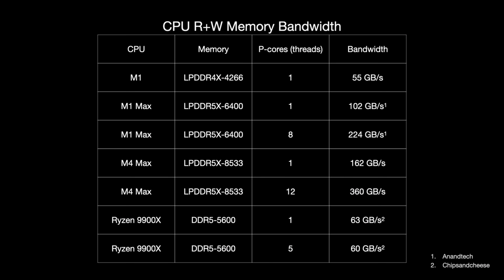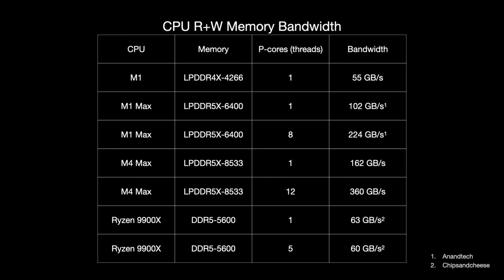This table highlights how memory bandwidth scales across Apple Silicon generations, and the jump from M1 Max to the M4 Max is especially striking. Starting with the M1 Max, we see about 102 GB per second on a single core, scaling up to 224 GB per second across 8 cores. Now compare that to the M4 Max. A single core already reaches 162 GB per second, which is roughly a 60% increase.